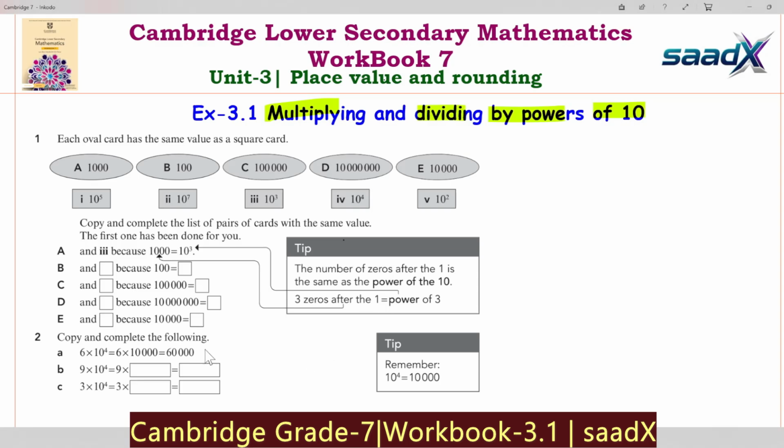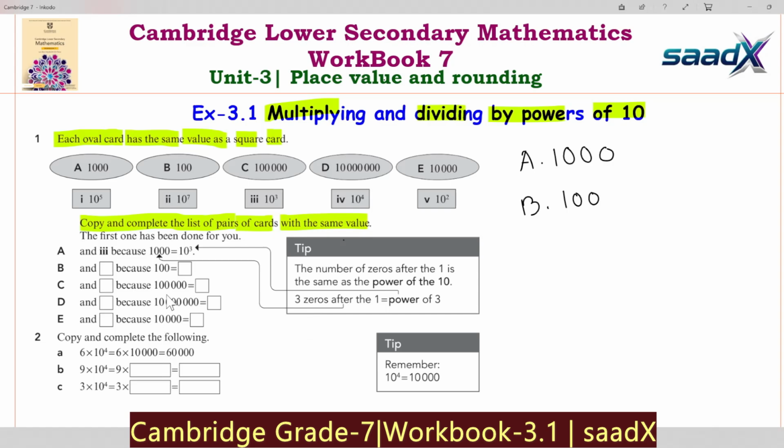Number 1. Each oval card has the same value as a square card. So we can write, for A, here is mentioned 1000, and for B, 100. Our question is: copy and complete the list of pairs of cards with the same value.